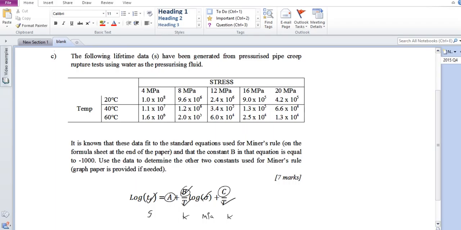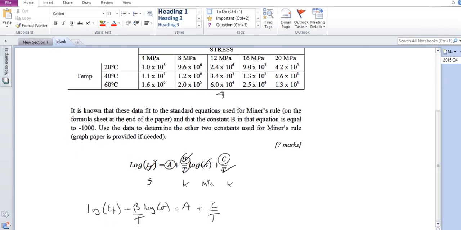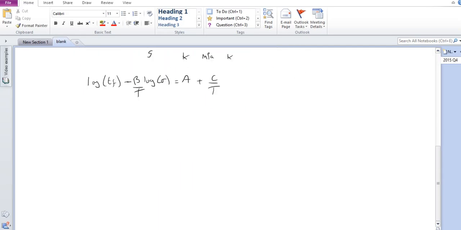So we could pick just one of the stresses, and I'm going to suggest that we pick the 12 megapascal one, nicely in the middle, and just use the 3 different temperatures. If you were to plot all 15 on the graph, you'd find that the 5 different points at the same temperature would pretty much plot on top of each other. So for the 12 megapascal one, let's take the 20 degrees C first. So 20 degrees C, 12 megapascal.